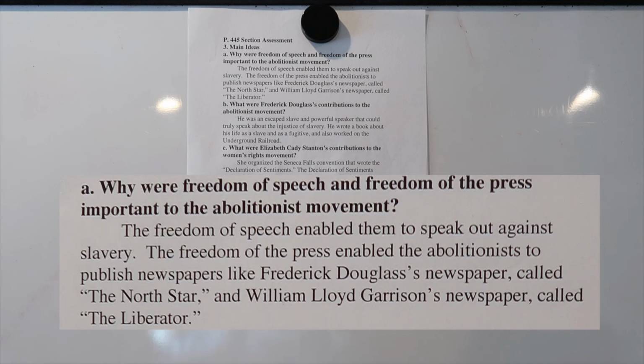So letter A on the main idea questions was, why were freedom of speech and freedom of the press important to the abolitionist movement? And check your answer and see if it matches with this. The freedom of speech enabled them to speak out against slavery. The freedom of the press enabled the abolitionists to publish newspapers like Frederick Douglass's newspaper called the North Star and William Lloyd Garrison's newspaper called the Liberator.